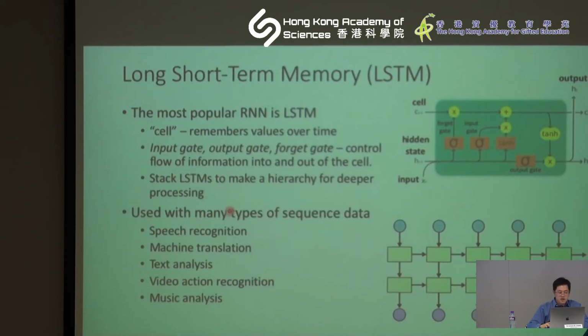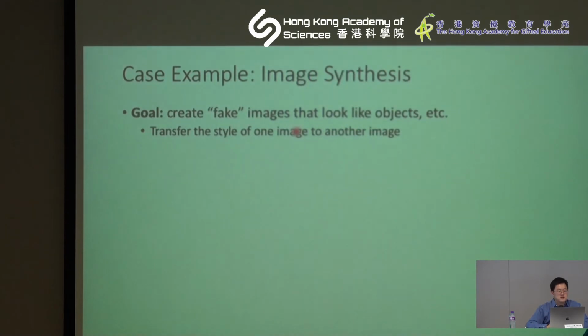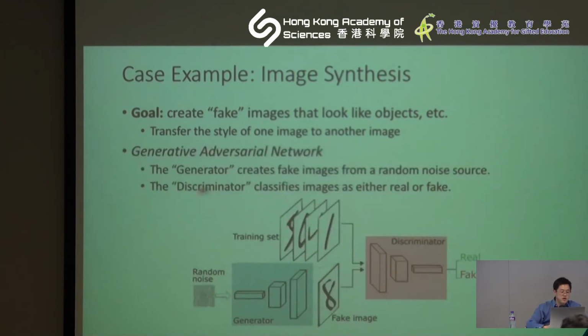So the final thing I'll talk about is image synthesis. The idea is that we want to create some fake image from the computer that looks like something real. Okay? Or we want to transfer the style of one image to another image. Okay? And to do that, we use something called a generative adversarial network, or GAN.